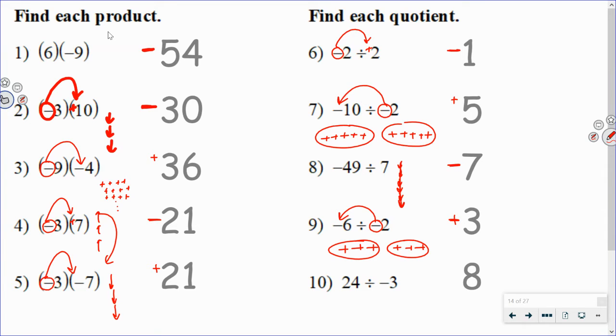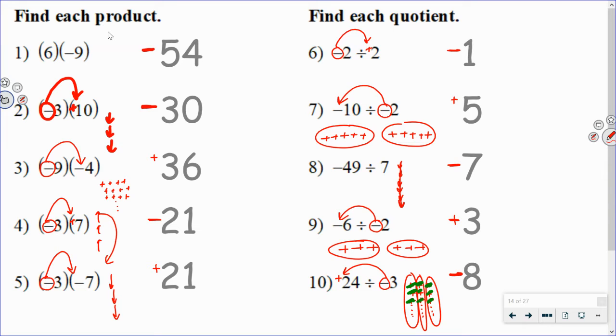Last but not least, imagine 24 split up into 3 groups. I'm not going to draw all these out. But wait a second. This then says take the opposite of all those positive symbols, which means I'm going to come back and change all those to minuses. Okay. The opposite of all those positives would be negatives.